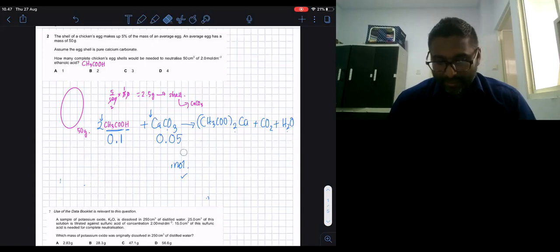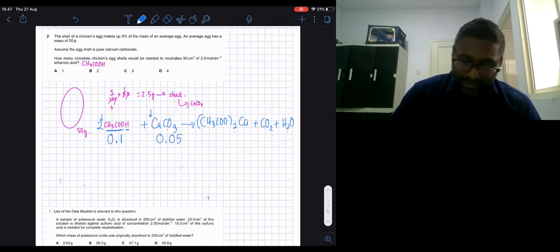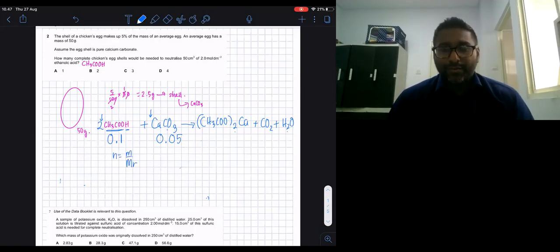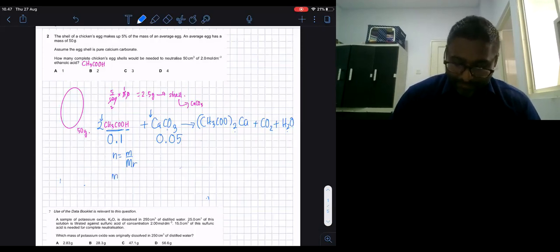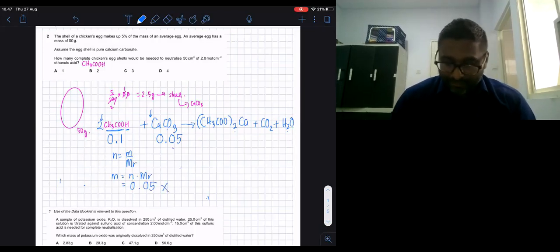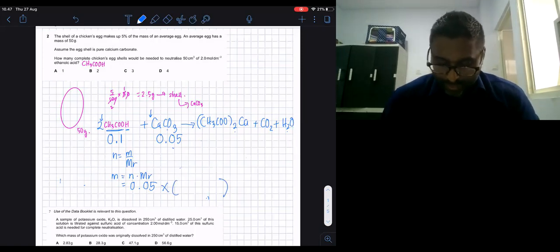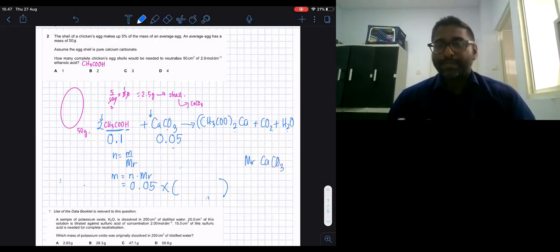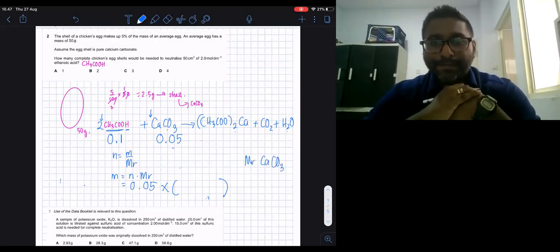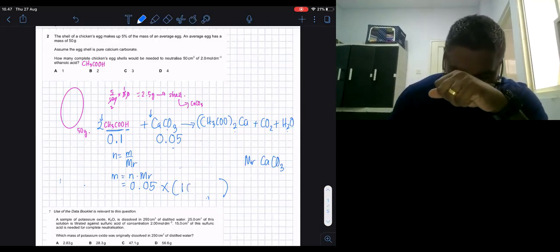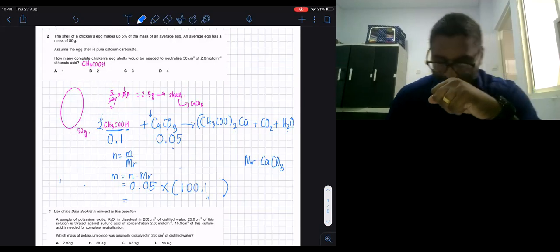We can calculate the mass. The number of moles equals mass over Mr. So we need to find the m. It's going to be n times Mr. Number of moles for this is 0.05. The Mr. Can someone help me to calculate the Mr for calcium carbonate? Mr for calcium carbonate. 100.1. So calculate for me what is the mass.